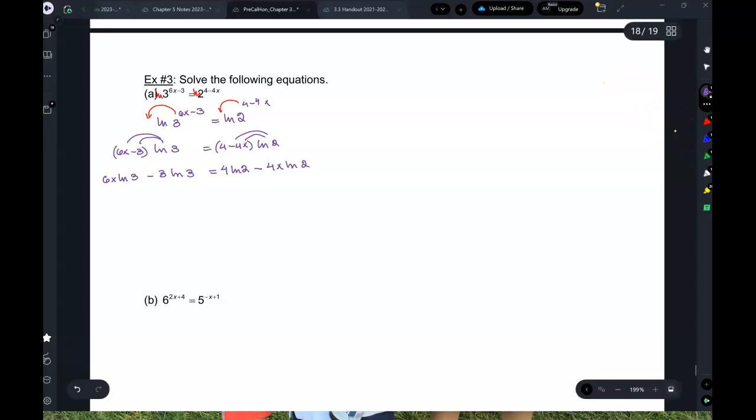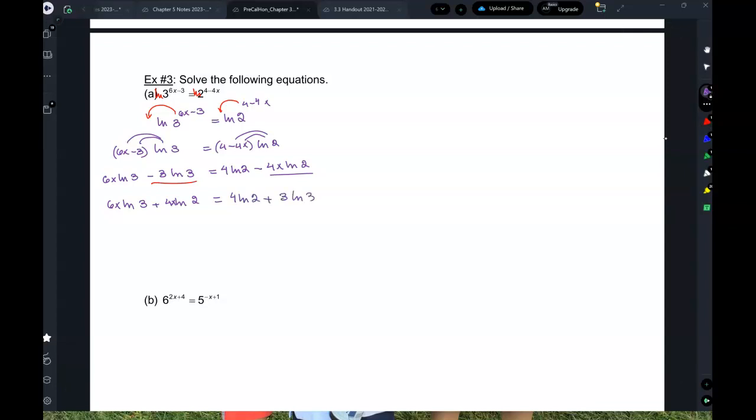So to do that, here's what I'm going to do. I'm going to bring this to the other side. So it's going to be 6x ln of 3 plus 4x ln of 2 equals, now I'm going to take this to the other side. So it's going to be 4 ln of 2 plus 3 ln of 3. I haven't done any math in this step. I just rearranged the equations.